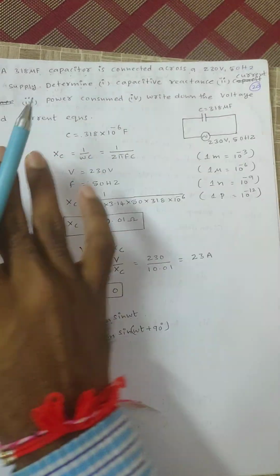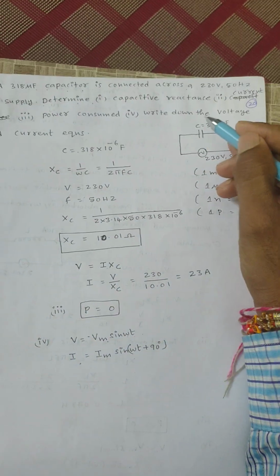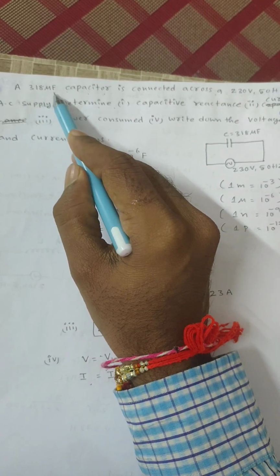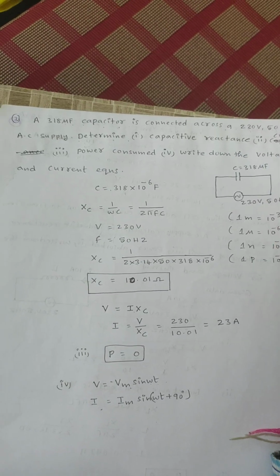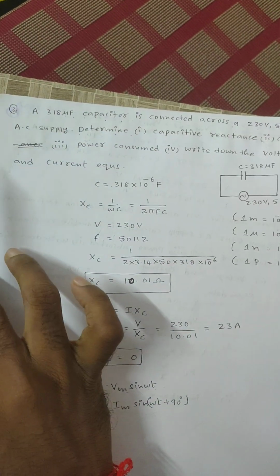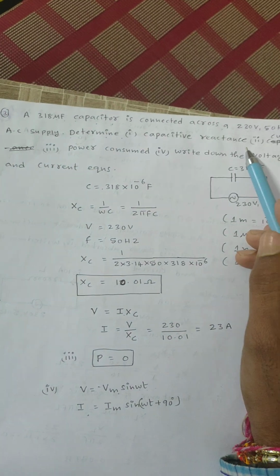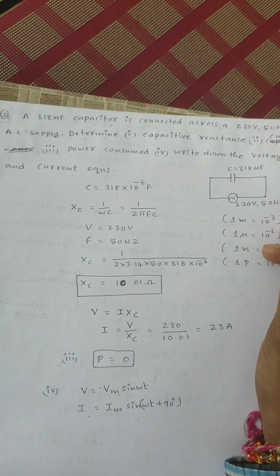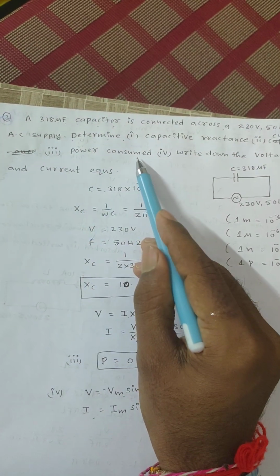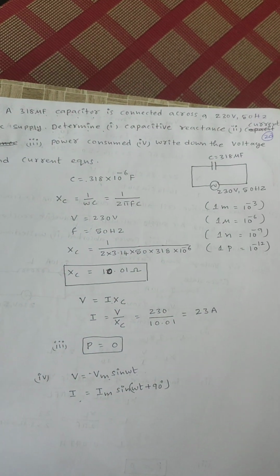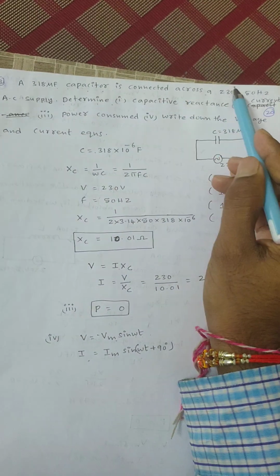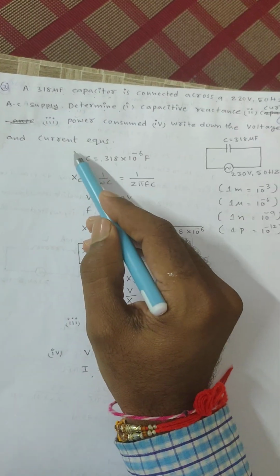Good morning all. Now I am going to explain a problem on a capacitor. Let us consider a 318 microfarad capacitor connected across a 230 volts, 50 Hz AC supply. Determine, first, the capacitive reactance; second, the current; third, the power consumed; fourth, write down the voltage and current equations. Now see here, from this given question, first write down the given data.